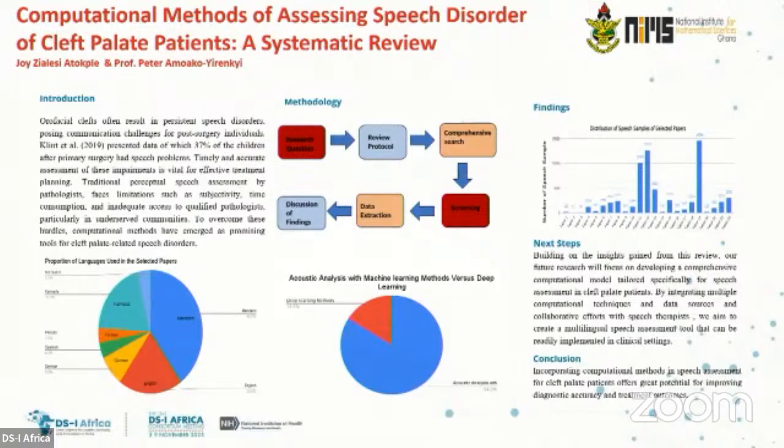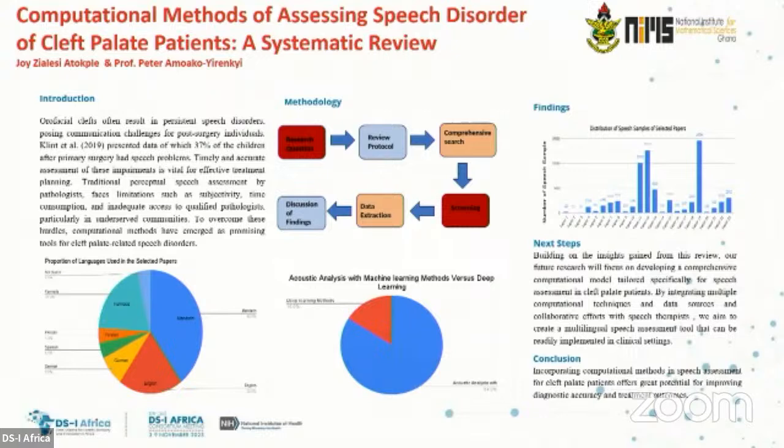The highest accuracy we recorded was 96.1%. Then the last thing we looked at was the language of assessment. This is because with the world's languages being over 7,000, we wanted to study how many of these languages have been included in the computational methods of assessment of speech disorders. We identified 6 languages, with Mandarin having the highest proportion.